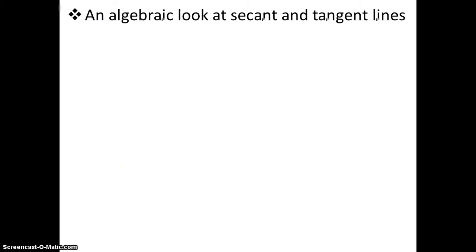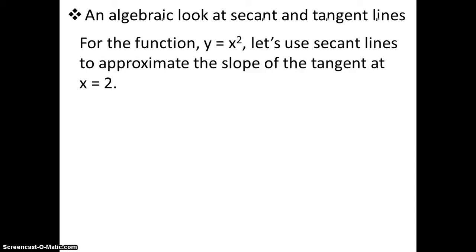Okay, for those of you who are more visually oriented or visual learners, I hope that kind of helped you establish that relationship between how, as the 2 points on the secant line get closer and closer together, it approximates the tangent line. Here we're going to take a little bit more of an algebraic look at that same concept. To do so, I'm going to take just the basic quadratic parent function here, y equals x squared, and again I'm going to use secant lines to approximate the slope of the tangent line on the curve y equals x squared at the point x equals 2.